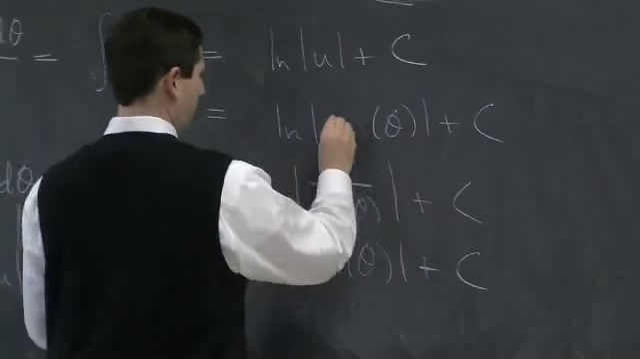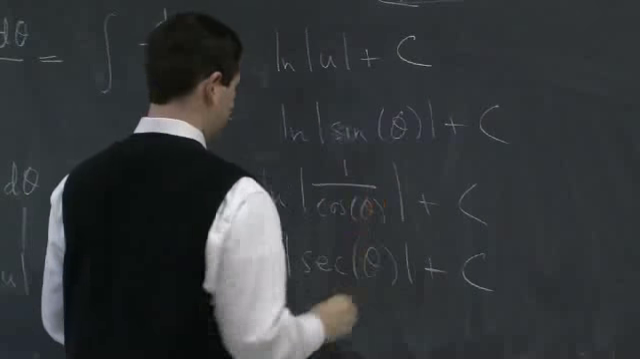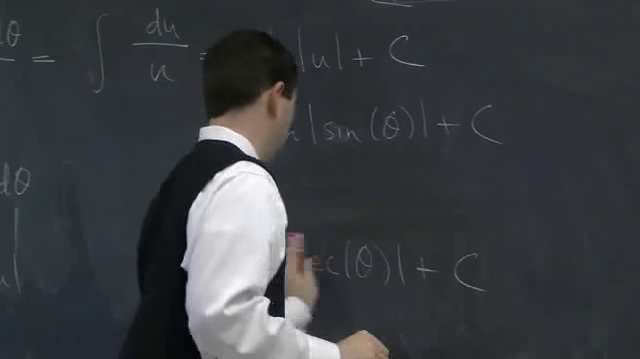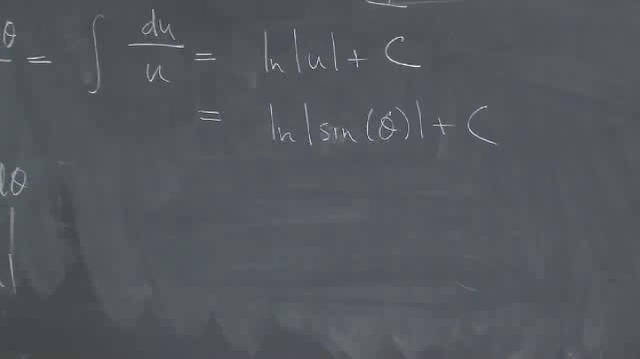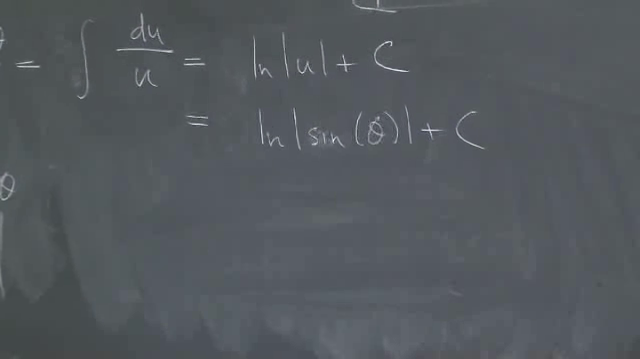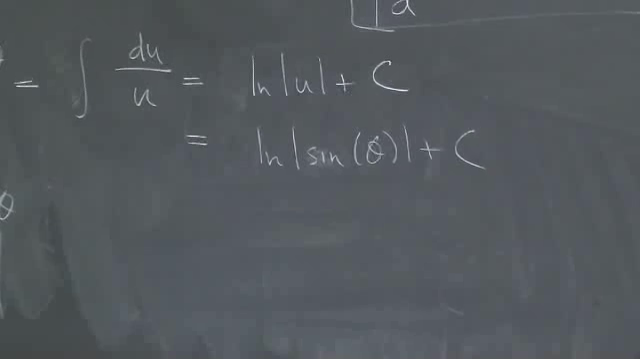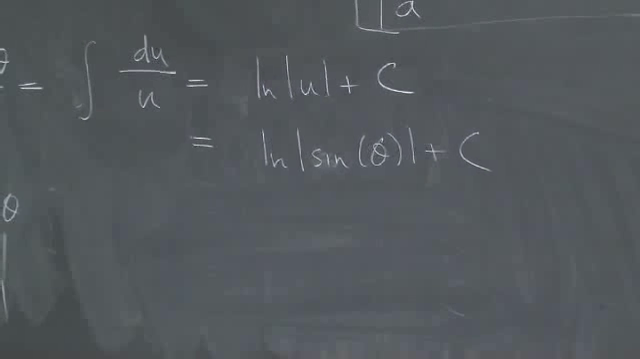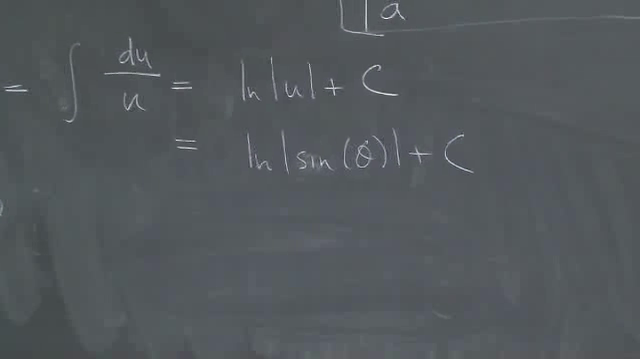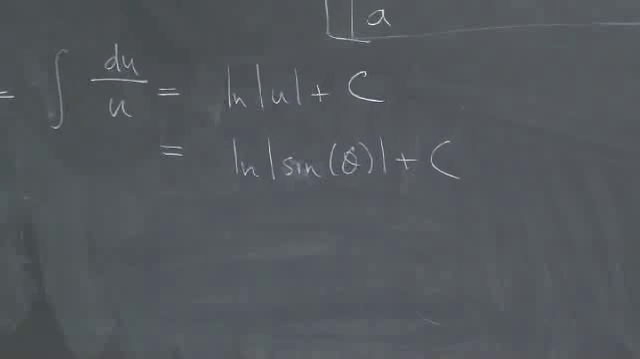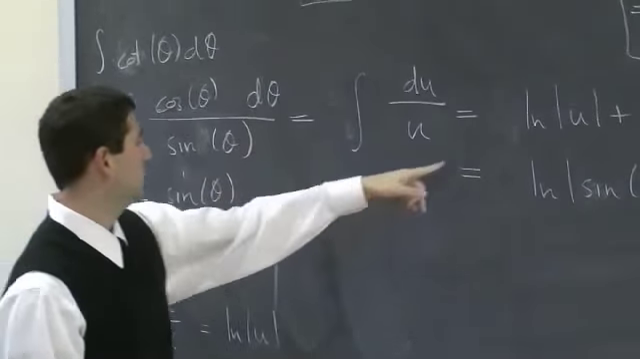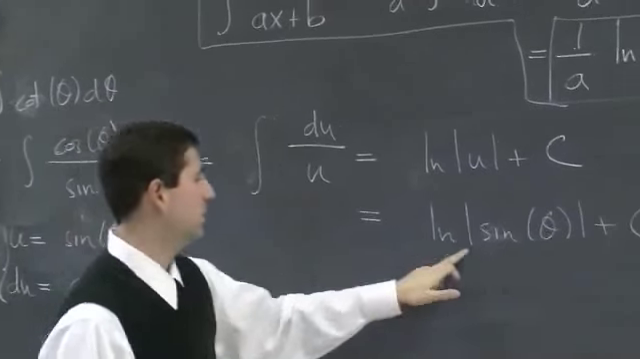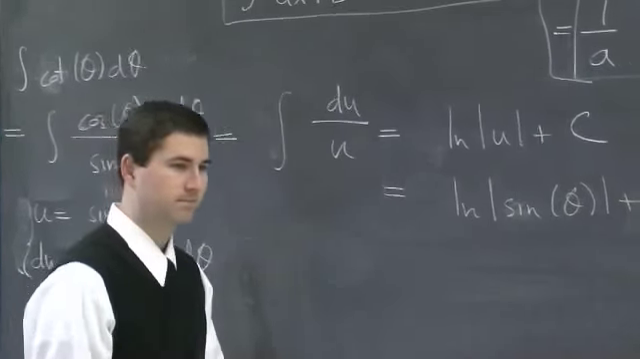This sine, cosine turns into a sine. And that seems to be the end of it. Did we make any mistakes? u is sine, du is cosine, du over u, ln absolute value of u, ln of sine of theta. No?